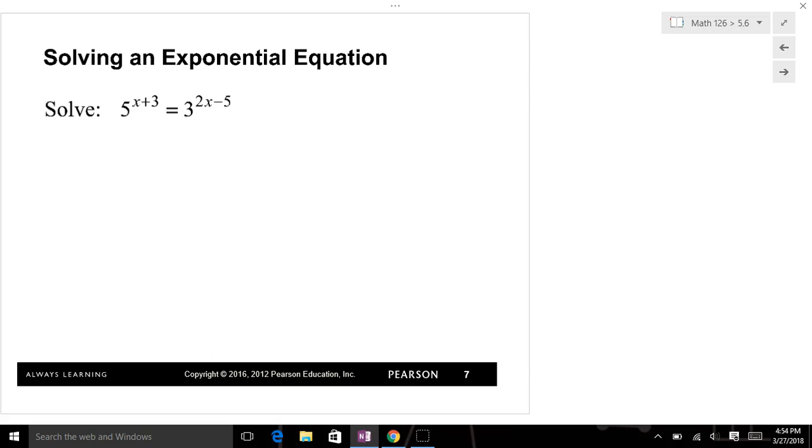So what you do is you've got a couple options. You can either run log base 5 on both sides. You'll undo the 5. You can undo the 3 by running log base 3 on both sides. Your authors like to just run the natural log on both sides, so we'll go ahead and do that and stay consistent with them. And the reason that we do this is when you run the natural log on both sides, now you can use the power property. So that x plus 3 can now go down front. That 2x minus 5 can now go down in front. Make sure you put parentheses around that.